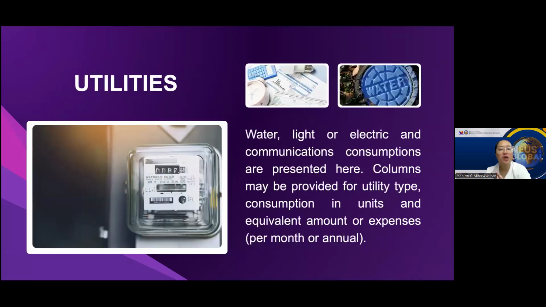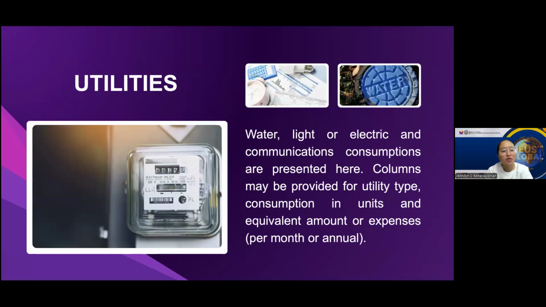Of course, we also have utilities. The utilities section outlines the consumption of essential resources like water, electricity, and communication services. It includes the type of utility, estimated usage, and associated cost. Alternative sources such as renewable energy are also considered for cost effectiveness and sustainability.